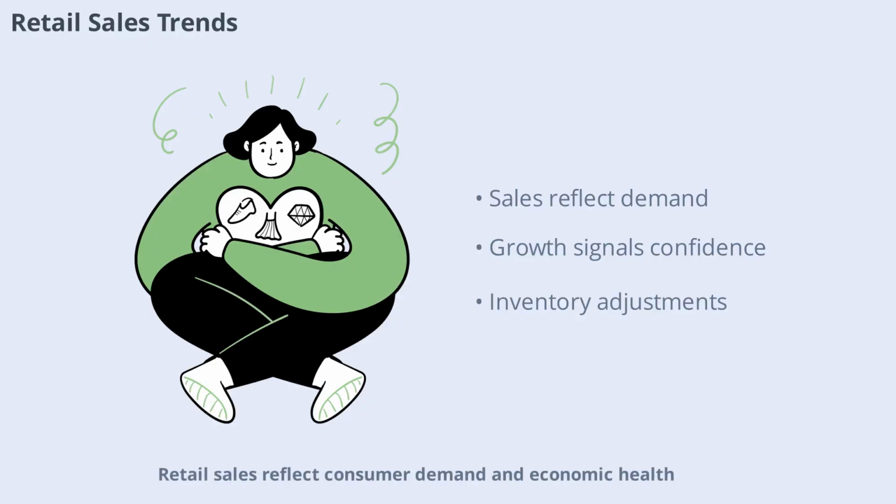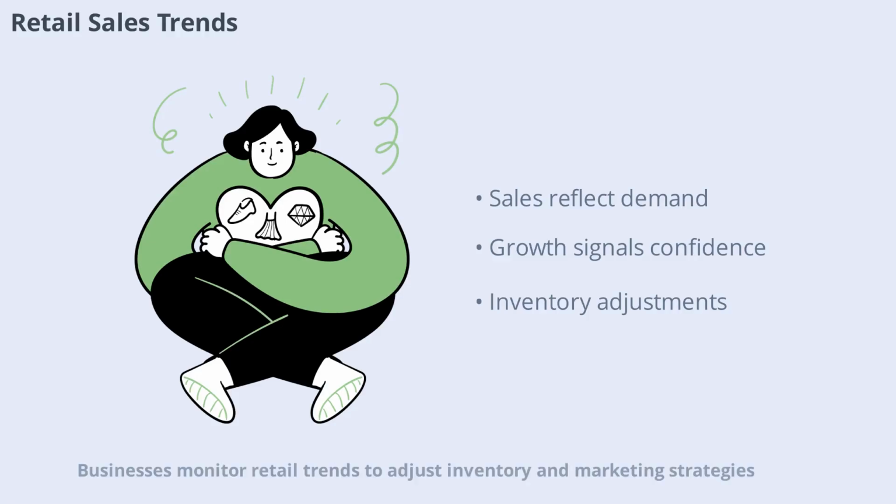Retail sales reflect consumer demand and economic health. Rising sales often indicate confidence and growth, while declines can signal caution. Businesses monitor retail trends to adjust inventory and marketing strategies. Understanding retail sales helps us gauge the mood of the economy and predict future movements.